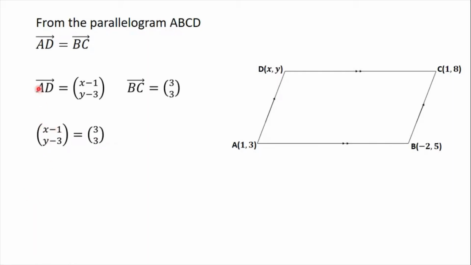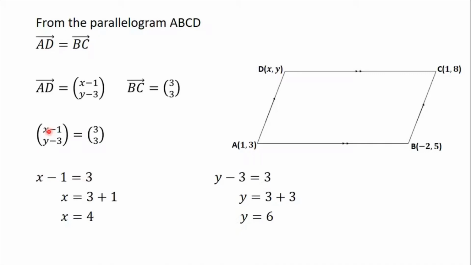We know from equal vectors that because vector AD is equal to vector BC, then (x minus 1, y minus 3) is equal to (3, 3), because this is vector AD and this is vector BC. So x minus 1 is equal to 3. The x-coordinate here is equal to the x-coordinate here. You find x, you get 4. In the same way, y minus 3 is equal to 3, so the y-coordinate of AD will be the same as the y-coordinate of BC. We make y the subject and we get 6. So we have been able to find x, which is 4, and y, which is 6. So we say that the coordinates of point D are (4, 6). Using this property of parallelograms, we have been able to find the coordinates of point D.